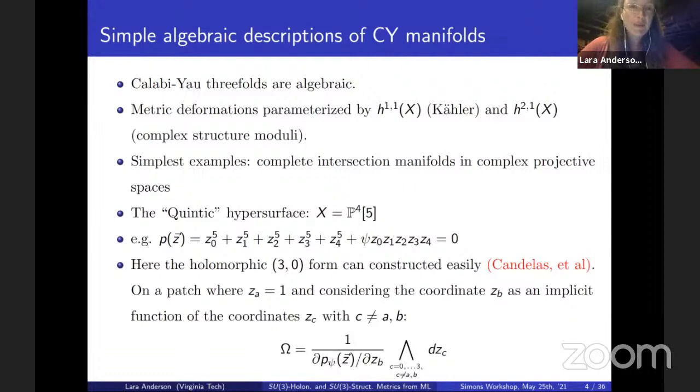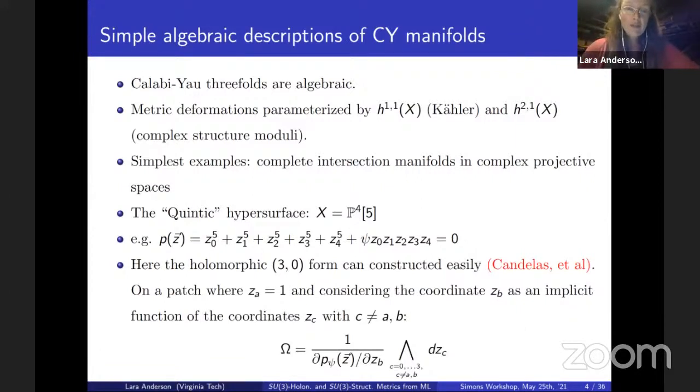The simplest example that everyone starts with in trying new techniques is the quintic hypersurface, which already made an appearance in Mike's talk yesterday. An example of that is a degree 5 hypersurface in CP4. Here, the Z's are the complex homogeneous coordinates on the ambient space CP4, and a single polynomial relation that in principle could be a function of 101 complex parameters. Here, I've just illustrated with a single complex parameter, the so-called Fermat quintic.